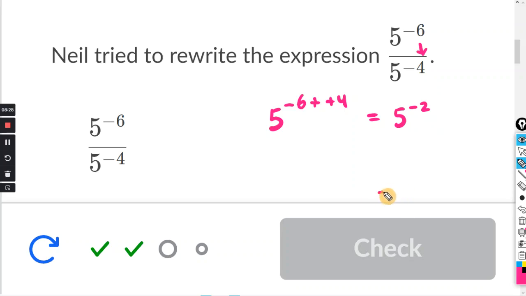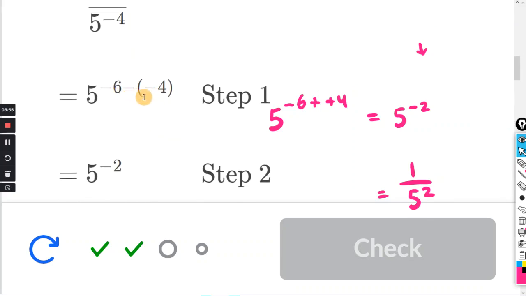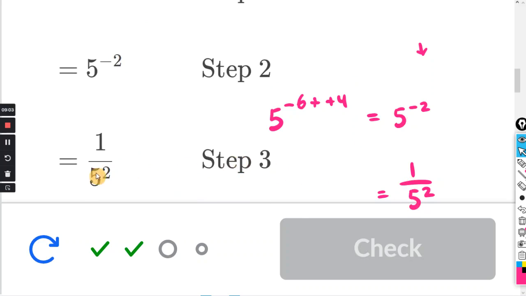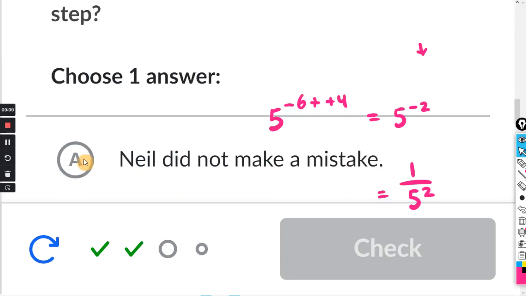All right, and let's see, I don't know how far he took this, but if you want to move this into the denominator, just change the sign on the exponent. Okay, so that's the same as 1 over, instead of 5 to the negative 2, it's going to be 5 to the positive 2. All right, so let's check out his steps and see if they match. Step 1, negative 6 minus negative 4. Yes, that's what we did, and we got 5 to the negative 2 on step 2. All right, and that's 1 over 5 squared for step 3. That's exactly what we did. So it's the same exact thing that we did, okay? He did not make a mistake.